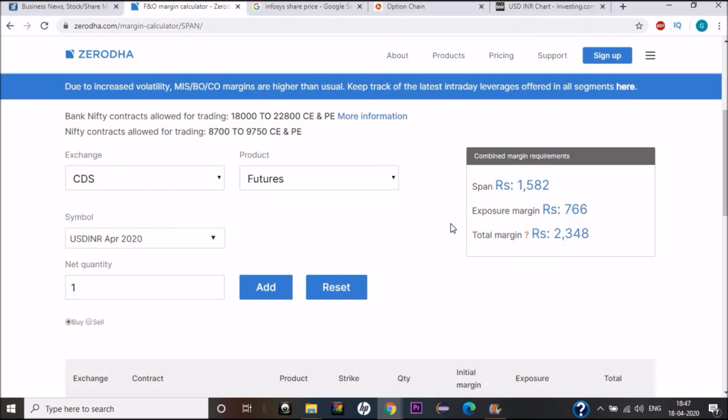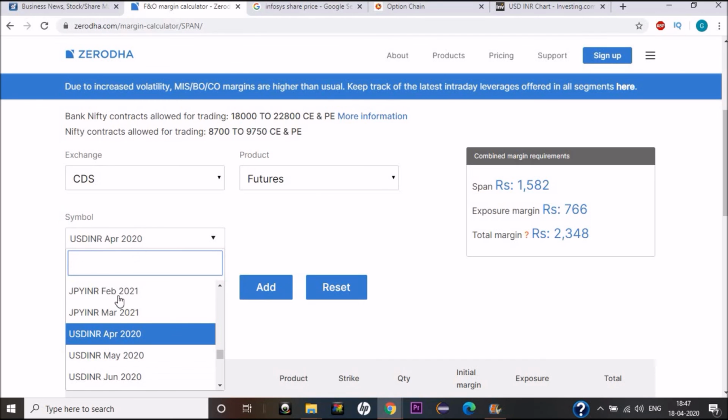Now, who should invest in this? I would say it's an intermediate level trade. If you have been in the share market for 6-7 months, you are tracking the price action daily, you know how the technical indicators work, how to read the candlestick chart, and you have traded in futures as well as in stocks, then I would say you can jump into currency.